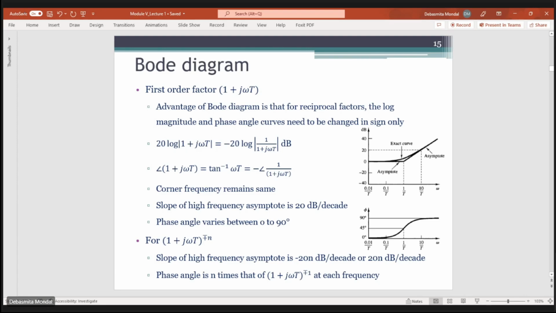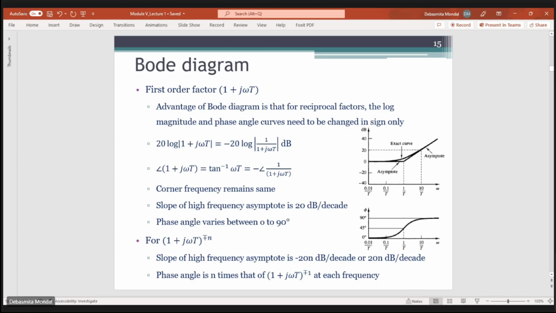So, in this case, if you draw the Bode diagram, you see that in the lower frequency range it is still a 0 dB line, and at the higher frequency range it is a straight line with a slope of plus 20 dB per decade. In case the factor was 1 by 1 plus j omega t, this slope was in the downward direction, that was minus 20 dB per decade.